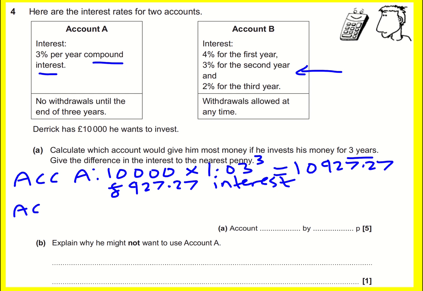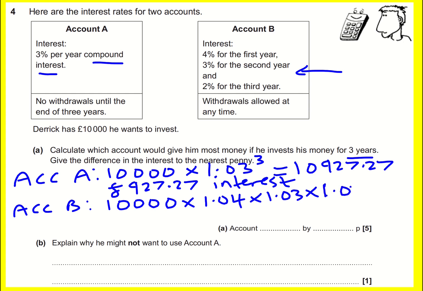Okay, let's look at account B. Very similar, but now the first year you get more interest, and that is a multiplier of 1.04. And the second year, 3% interest, so times by 1.03. And the third year, times by 1.02.